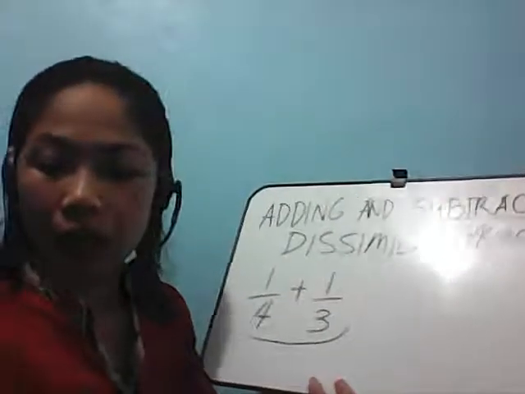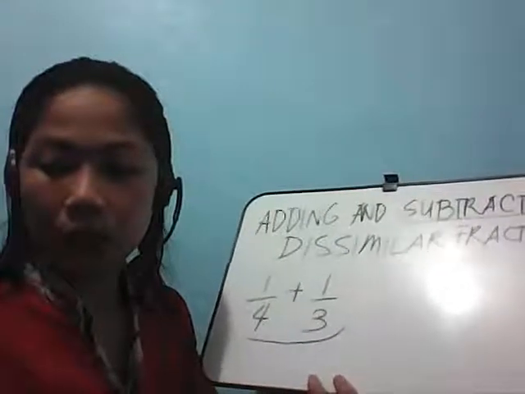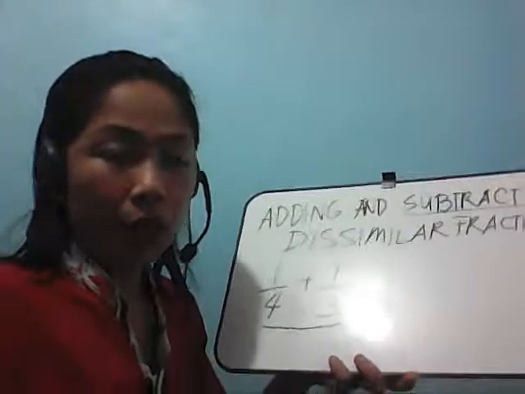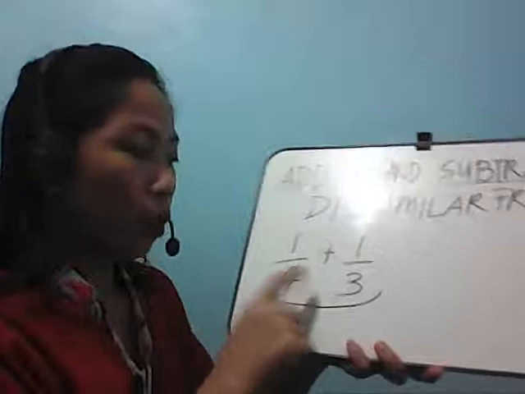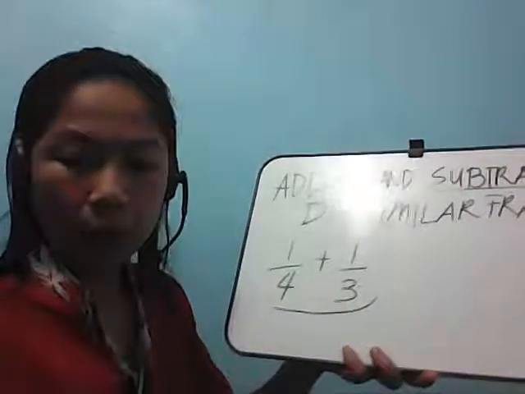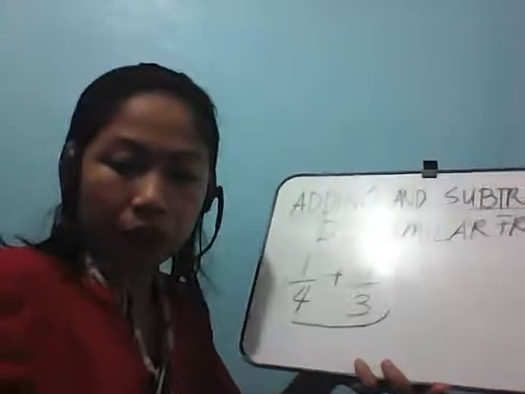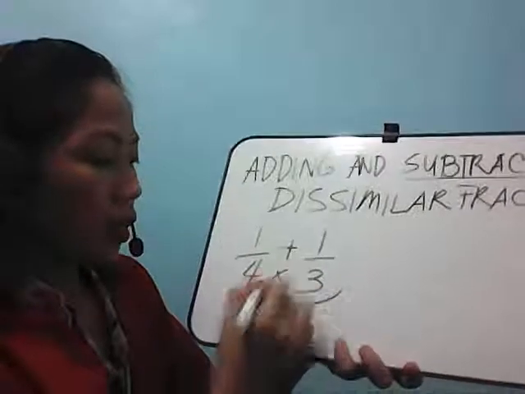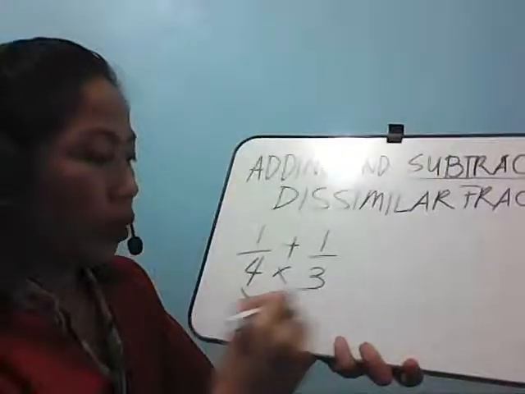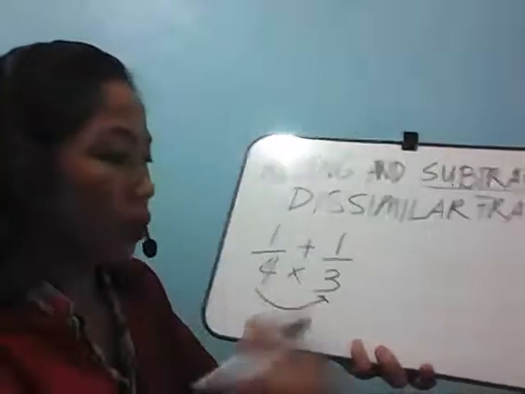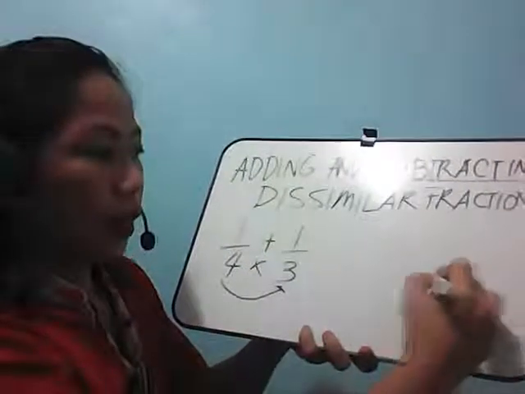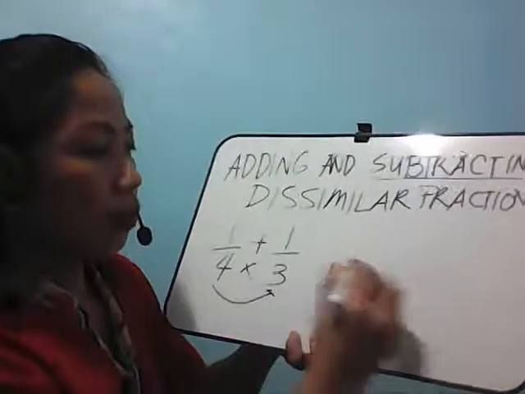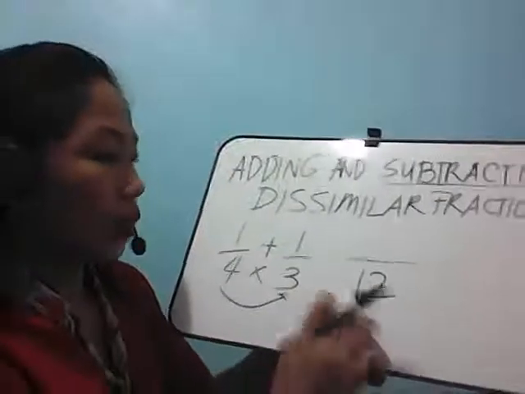In adding and subtracting dissimilar fractions, we need to think of three steps. First, we need to multiply the two denominators. 4 times 3 is equal to 12. So we have our denominator here, 12.